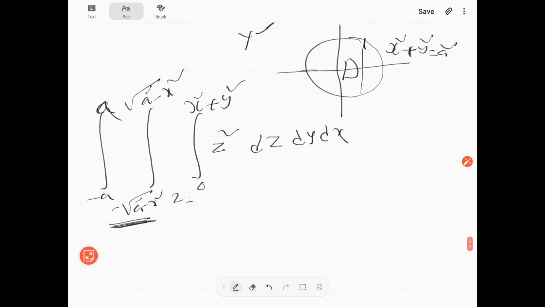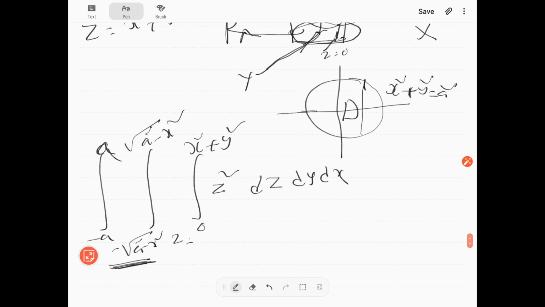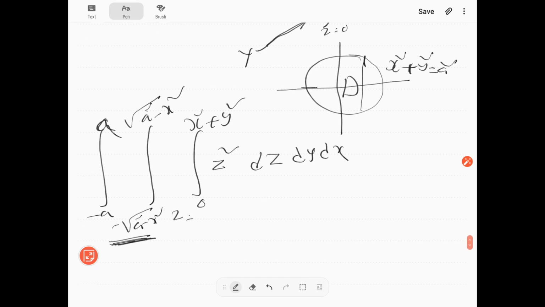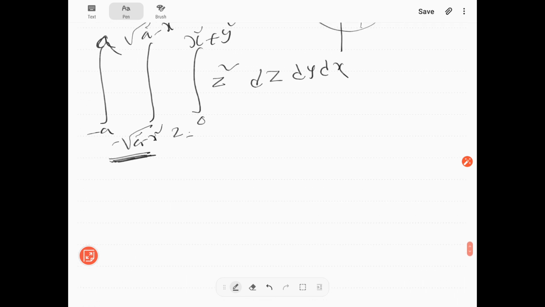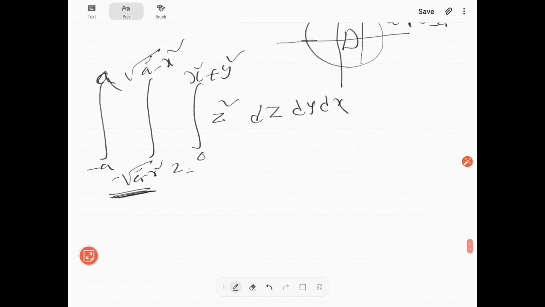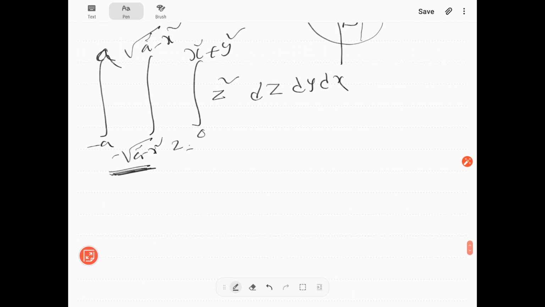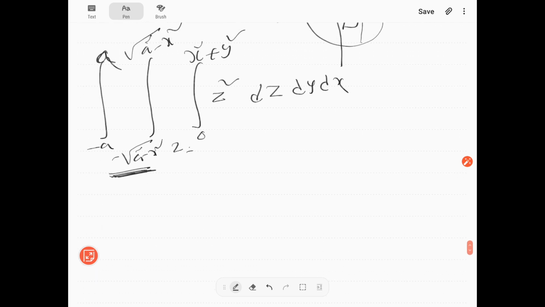Okay. So I suggest you evaluate this integral. Otherwise, I'll leave it at a stage where you can evaluate the integral. Till that stage I will do it.